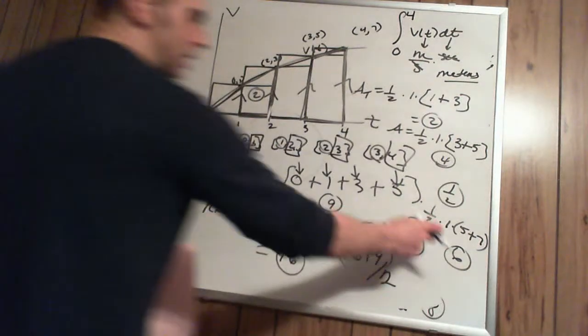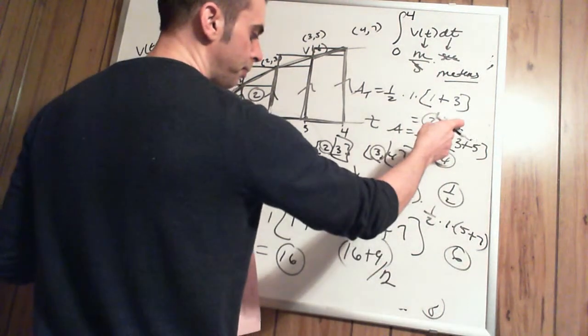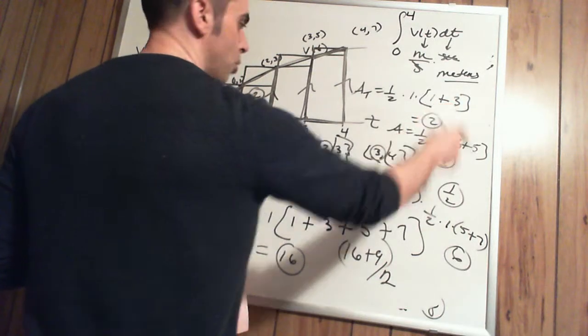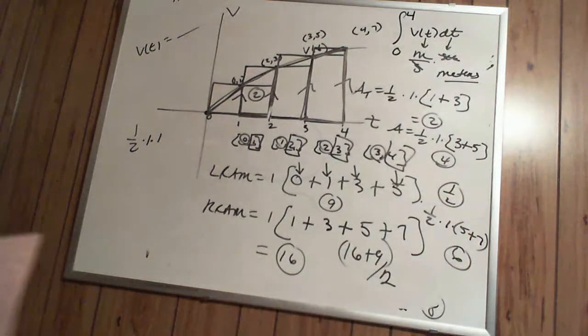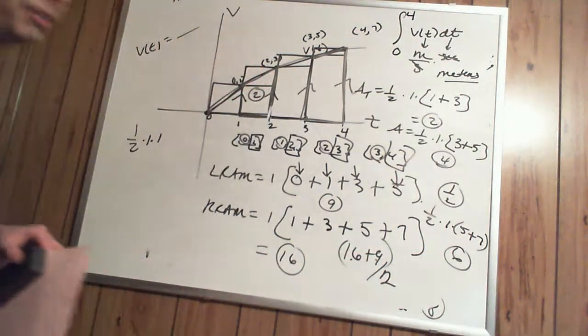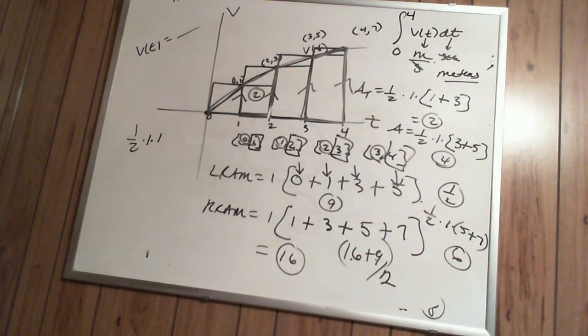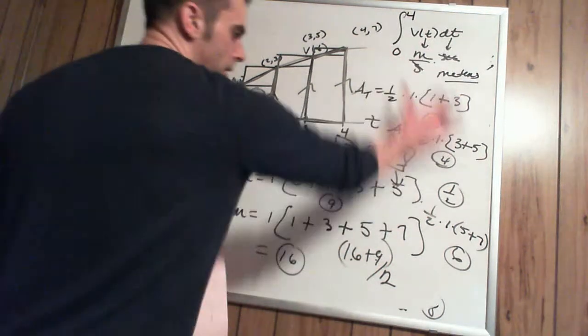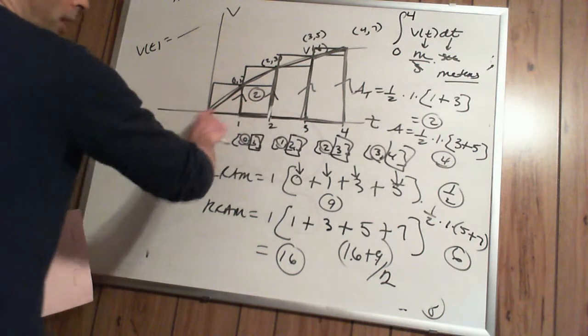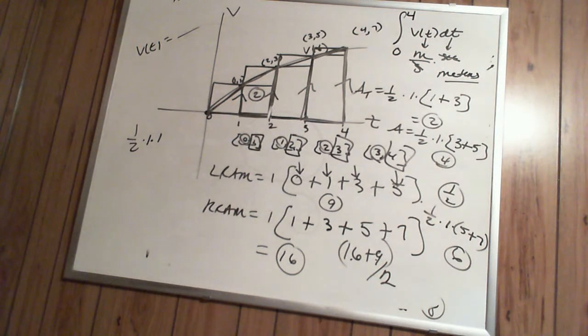What do I get? 6 and 4 is 10, and 2 is 12. 12.5 I get. And notice that's not too bad, because I take 16 plus 9 is 25, divided by 2 is 12.5. So pretty good approximation, creating the trapezoids here and the triangle here, and adding them all up.